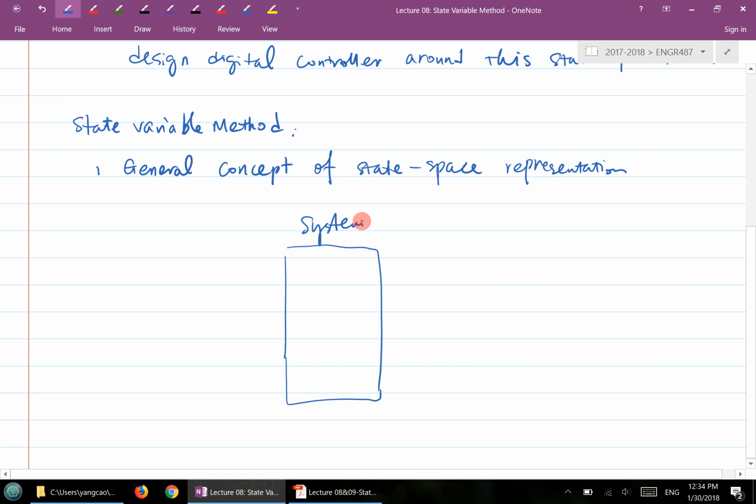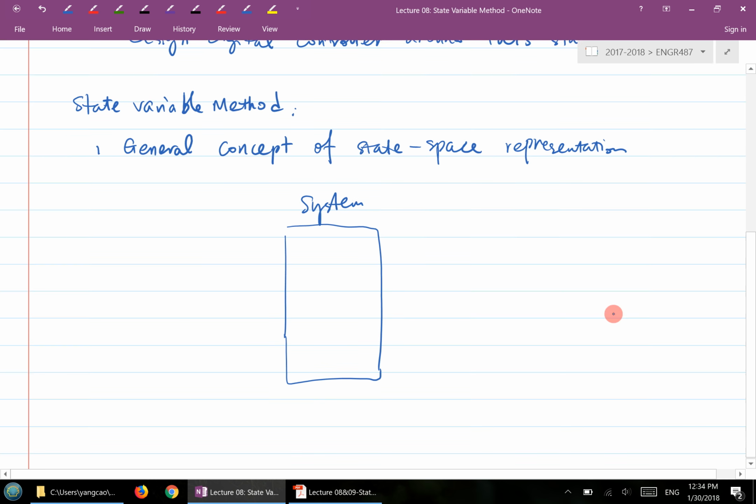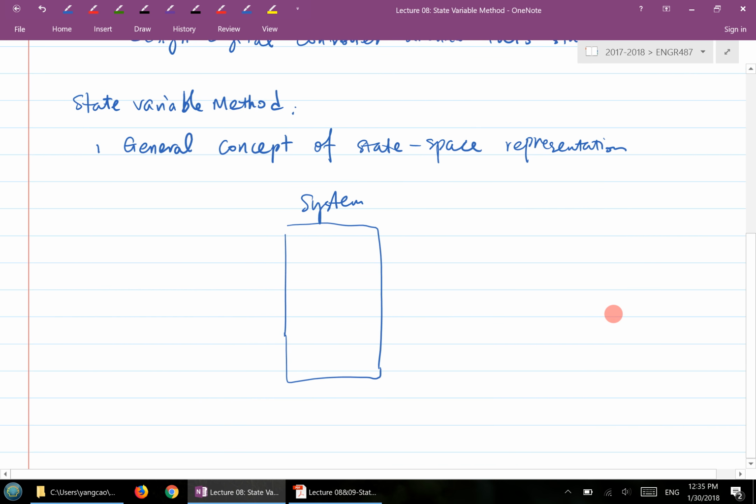It's all about how you describe the system, right? Describing the system could be as simple as having one input and one output, and then you use a Laplace transfer function to describe the system. Or in our case, for a digital system, we use a pulse transfer function. But now there's another way of describing a system: to use a set of so-called state variables.